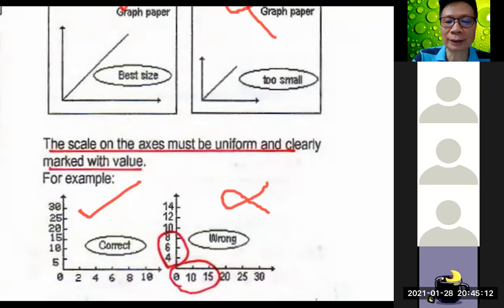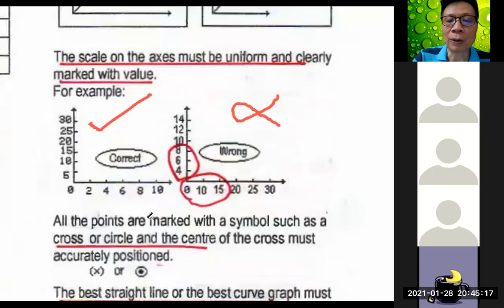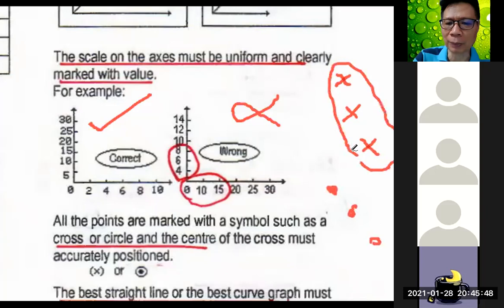Okay, next. Next one is: all the points are marked with a symbol such as a cross or circle. So you either mark like this or like that. I encourage you to mark with a cross. Don't use the circle, not good, it's like primary school. The best is still to mark with the cross X, mark all the points. Okay, that is the meaning.